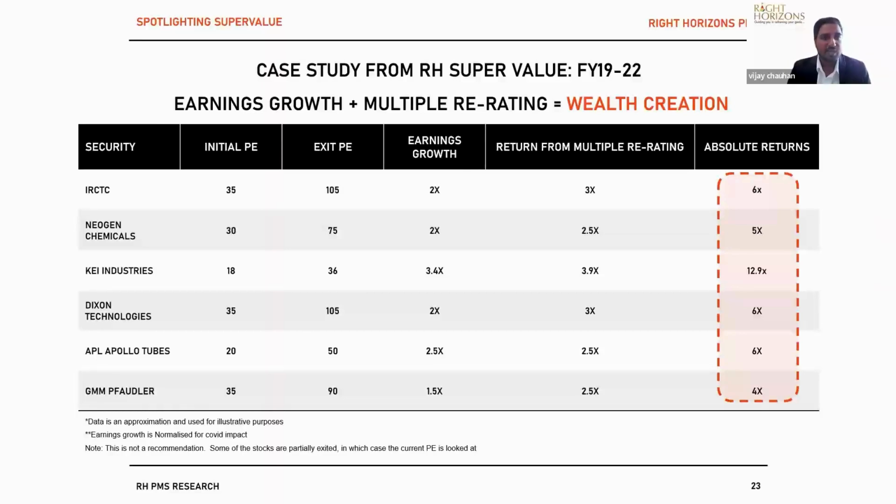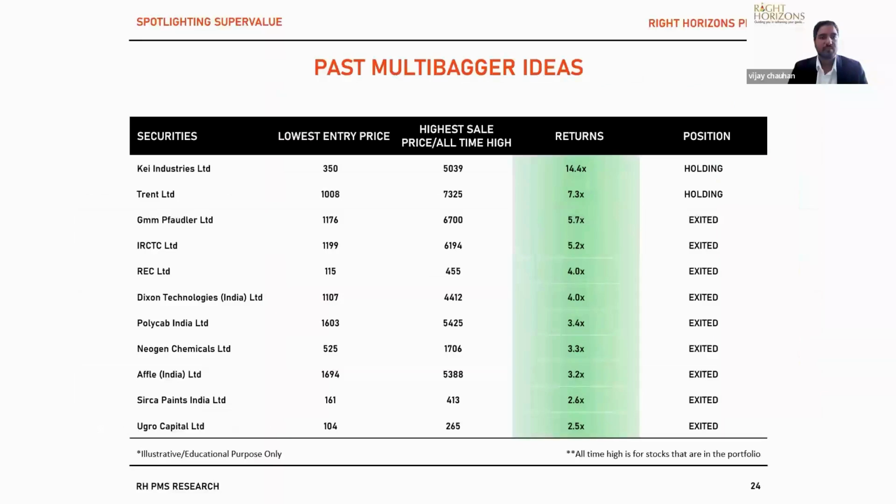Similarly, there were various winners for us, like Neogen Chemicals from the specialty chemical space, KEI, Dixon, APL Apollo, and GMM Pfaudler. These were different businesses from different segments. If we extend the list a little bit for general purposes, please move on to the next one. So this is the extended list.